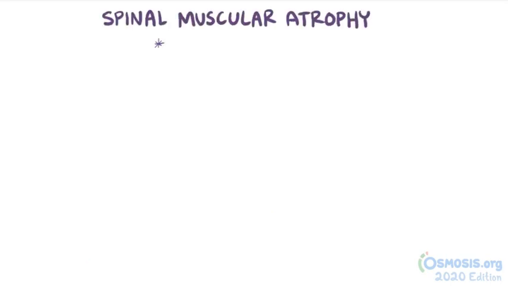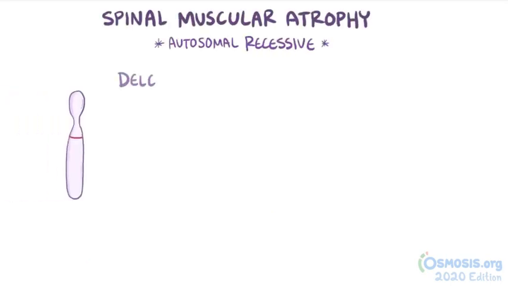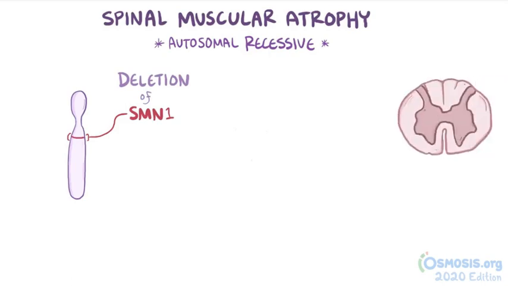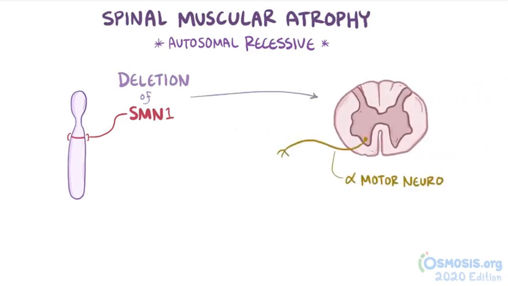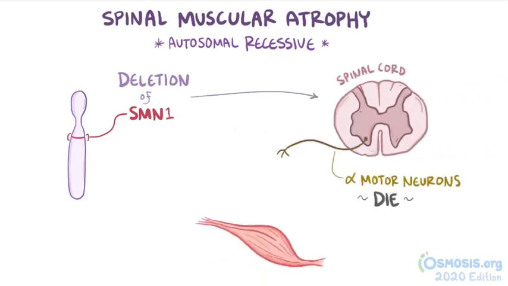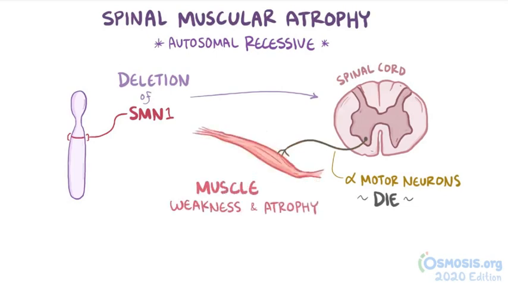Alright, as a quick recap. Spinal muscular atrophy is an autosomal recessive disorder where a deletion of the SMN1 gene causes alpha motor neurons in the spinal cord to die, resulting in muscle weakness and atrophy, and in more severe cases, respiratory failure and death.